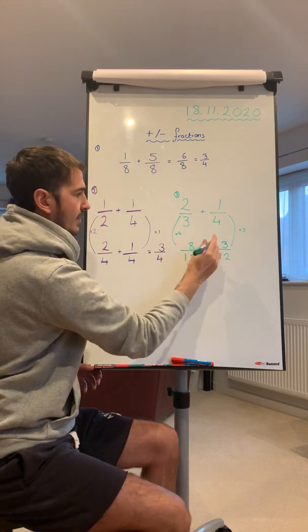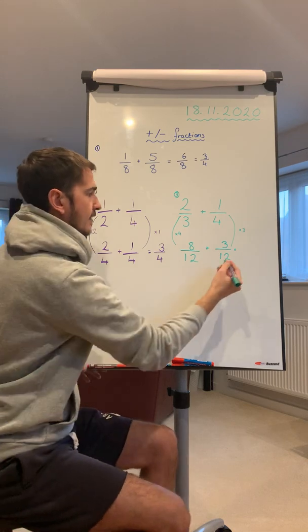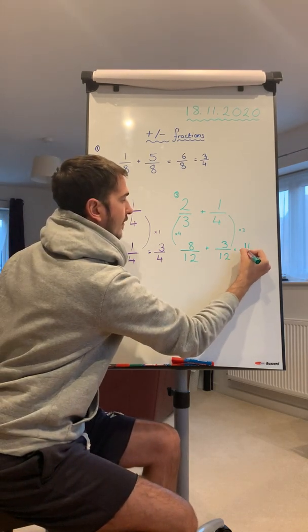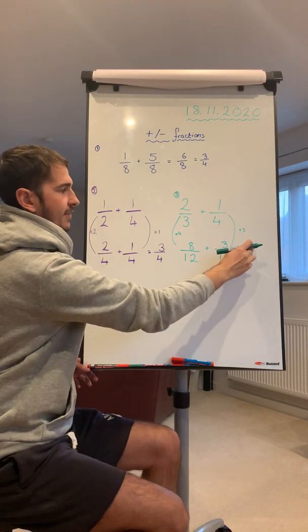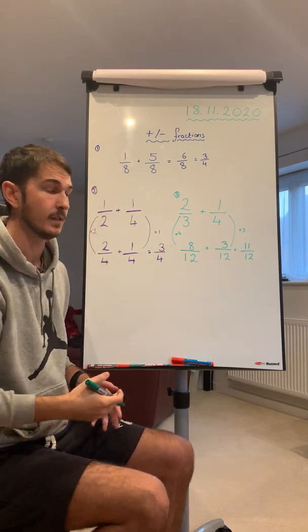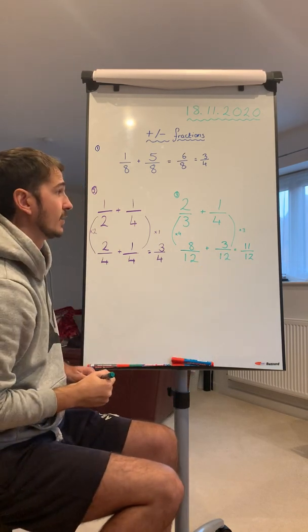Then I just need to remember to bring my add sign down. And then I add. My denominators are the same. 11 over 12. Okay, I know I can't simplify that because 11 is a prime number and 12 isn't a multiple of 11, okay? So there's my clue.